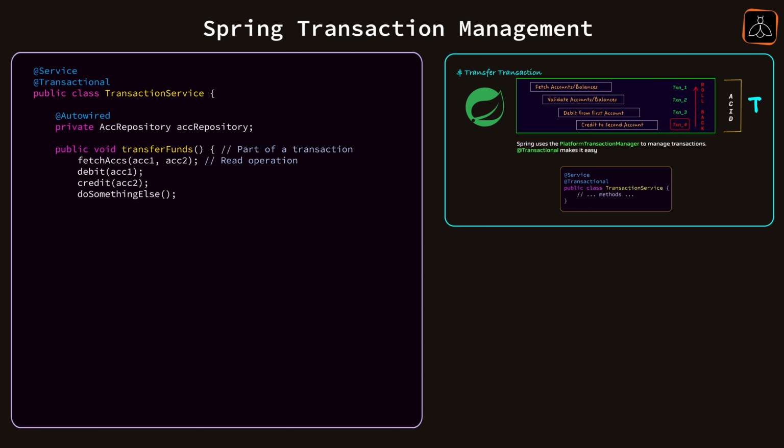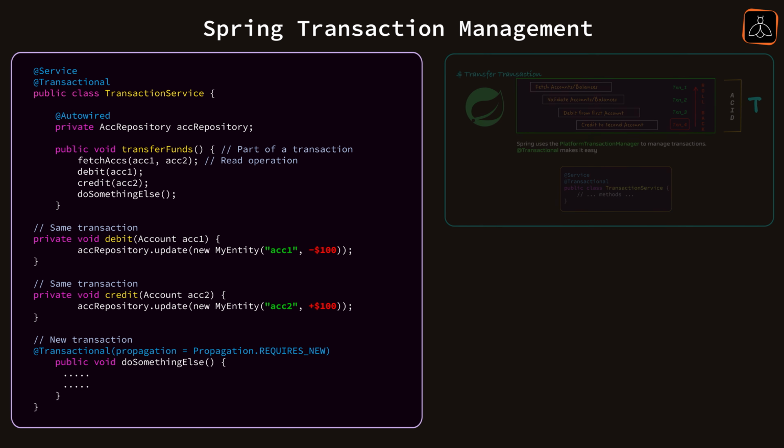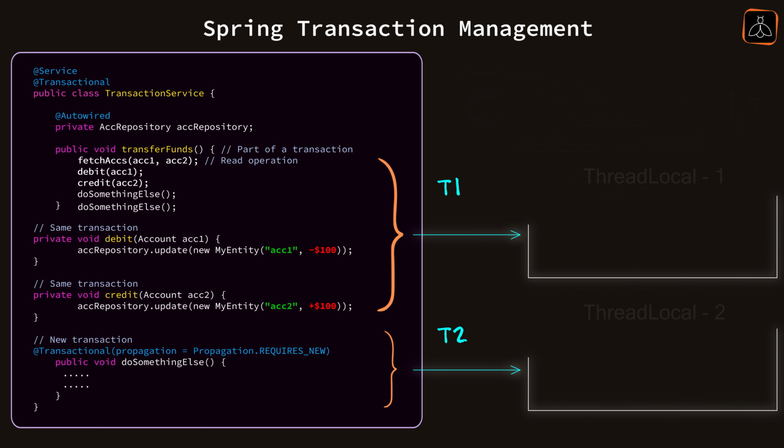Here, take an example: a TransferService class annotated with @Transactional. The public method transferFunds and methods invoked from it come under one unit of transaction. Except the doSomethingElse method, since it has a @Transactional attribute with propagation as REQUIRES_NEW, this will be eligible as a separate and new transaction every time it's called.